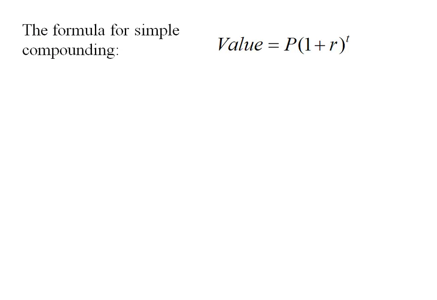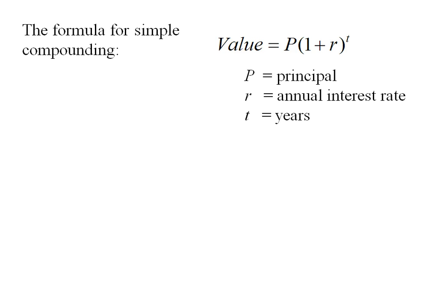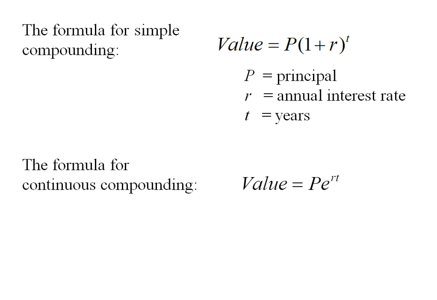Recall the formula for simple compounding. We take the principal times 1 plus the annual interest rate, and we raise that to the number of years. When we perform that calculation, we'll end up with the value we have in the end. Now, if we compound our interest continuously, then we have a slightly different formula, and it uses the exponential.